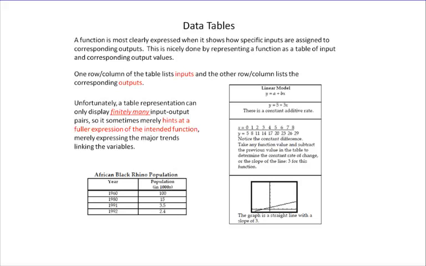Finally, let's talk about data tables. A function is most clearly expressed when it shows how specific inputs are assigned to corresponding outputs. It's why we like graphs. Graphs make it very easy for us to see what the result is at any particular independent variable value. So we tend not to like tables that much.